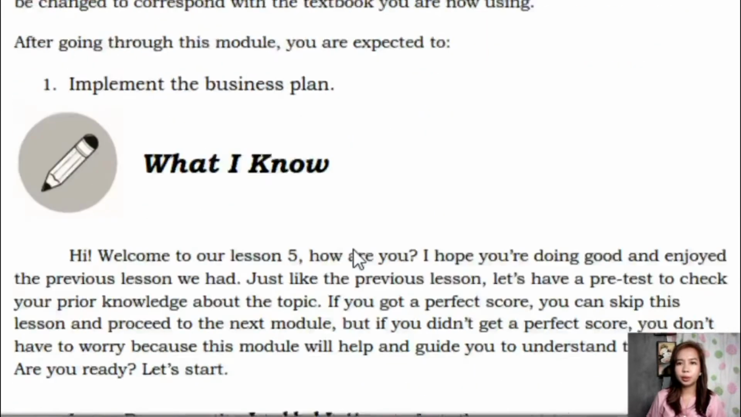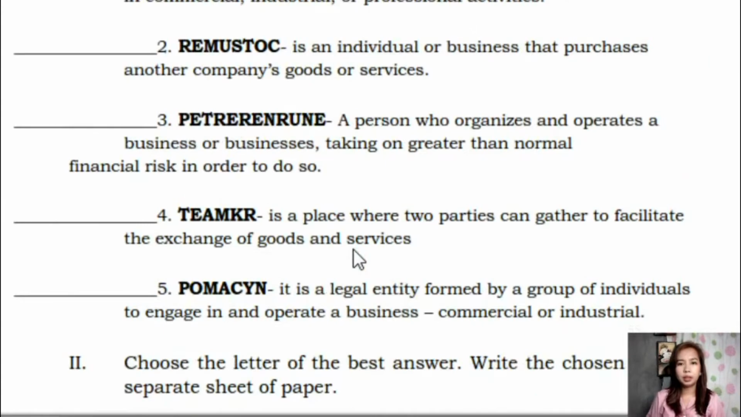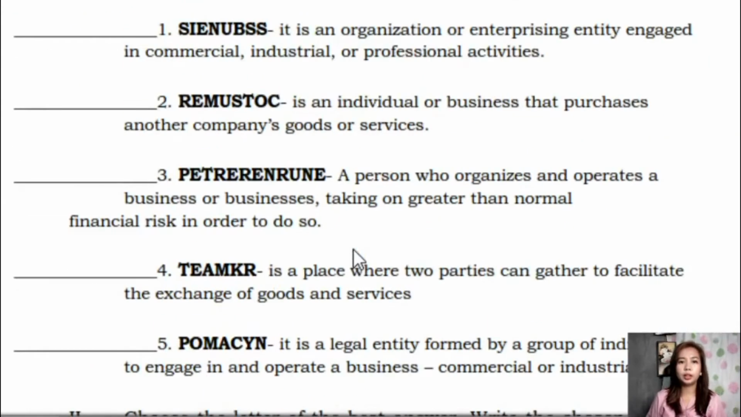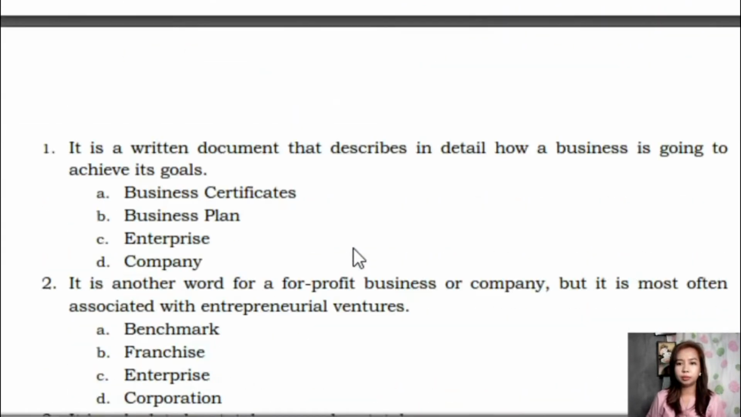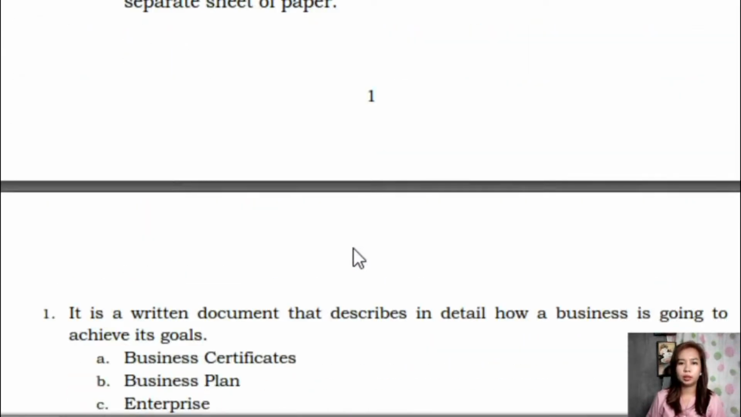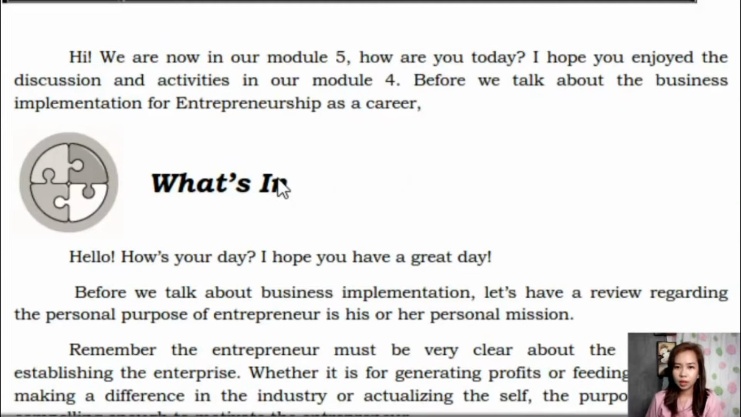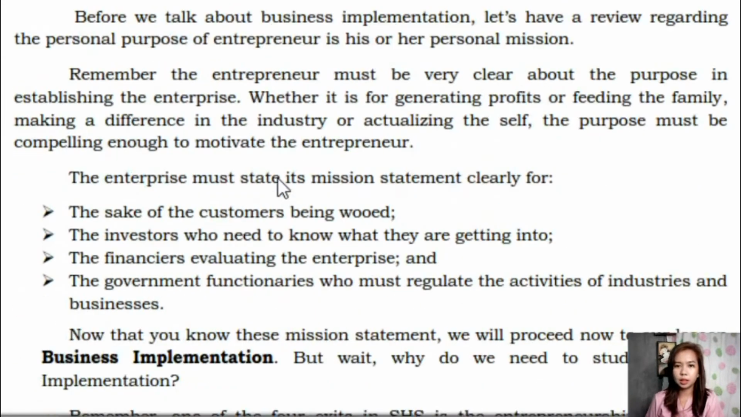Okay, so you have your preliminary activities. Everything in this module, write your answer in your notebook. You have, choose the letter of the best answer, which is multiple choice. Then you also have what's in activity.